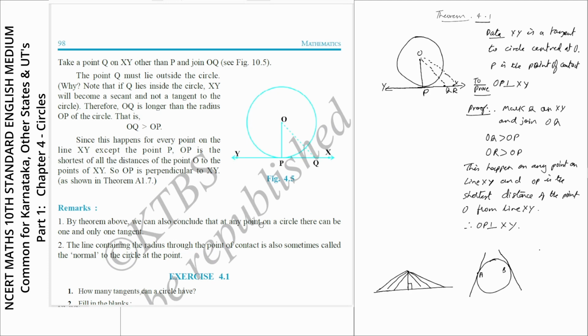And there's another remark: the line containing the radius through the point of contact is also sometimes called the normal. So normal is this one, OA or OB. This is also the radius. The radius is called the normal only with respect to a tangent. Don't call a radius a normal. Only if there is a tangent, that radius will have a different name, that is called normal.